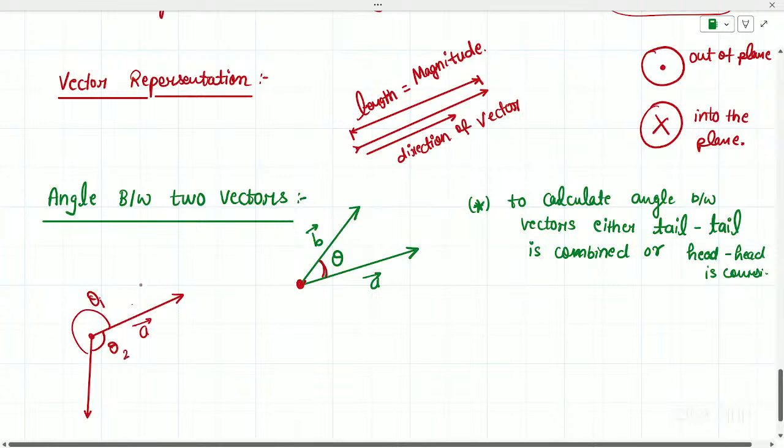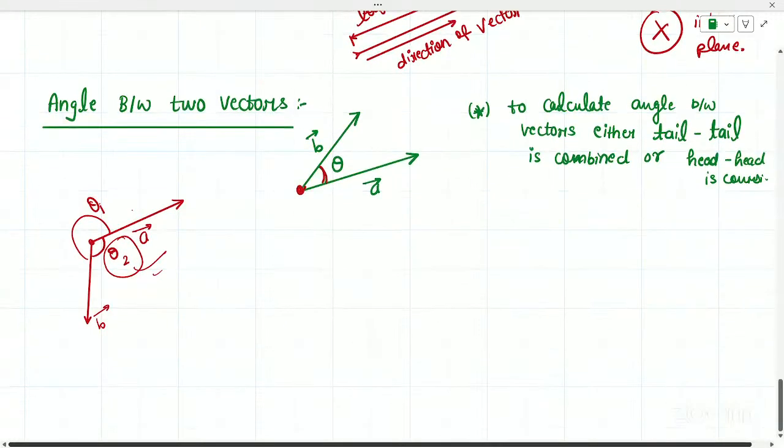As you can see, if I say this angle is theta 1 and this is theta 2, then theta 1 is greater than theta 2. So which angle needs to be taken as the angle between two vectors? Always take the minimum value of the angle, which means theta 2 we will consider as the angle between vectors. Got it?